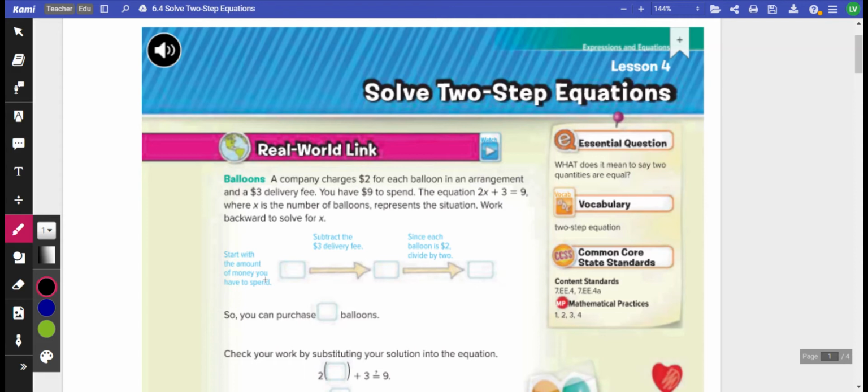So we're going to start with the amount of money that you have to spend, which is $9. Then we're going to subtract the $3 delivery fee, so minus 3. 9 minus 3 is 6. And since each balloon is $2, we're going to divide by 2. 6 divided by 2 gives us 3. So you can purchase 3 balloons.